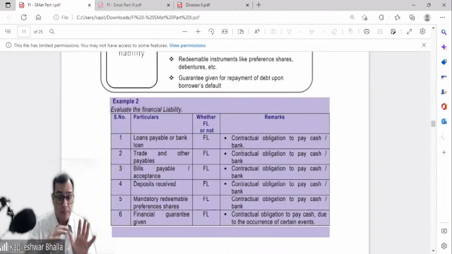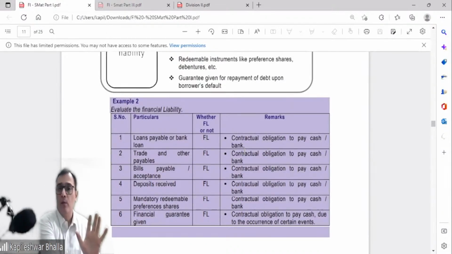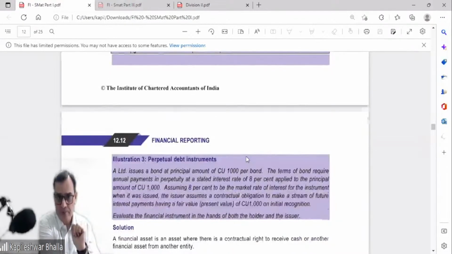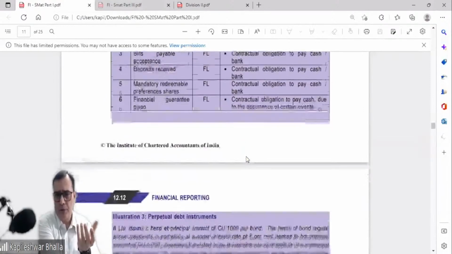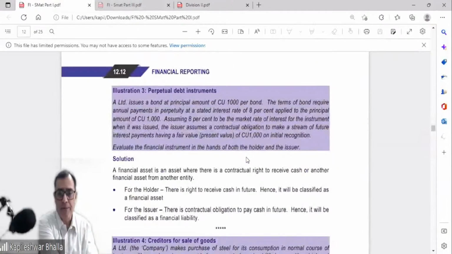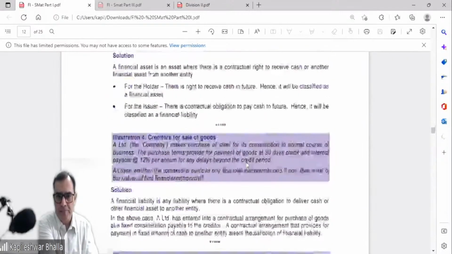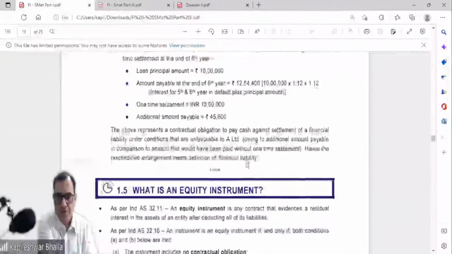But if the other person pays the money, the liability doesn't arise. But I have unavoidable obligations that make it a financial liability. Okay, so these are a few examples to understand the concept of financial liability. And I guess now let's consider a few more questions.